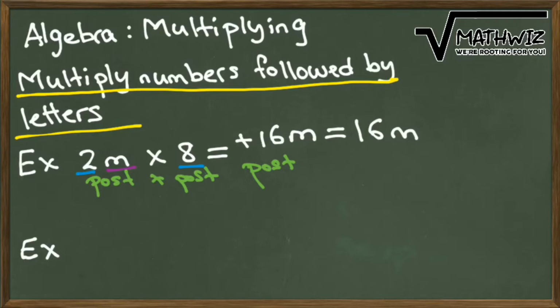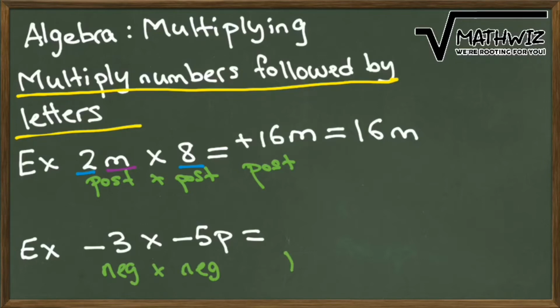Okay, let us consider another example. What about negative 3 multiplied by negative 5p? So again, the first thing we want to consider is the sign. So a negative multiplied by a negative is going to give us a positive. So that's the first thing we note.